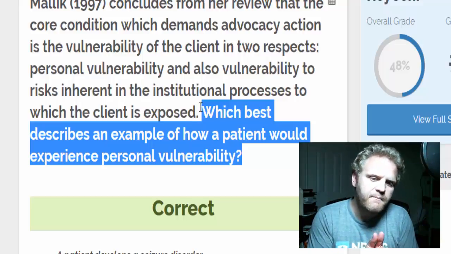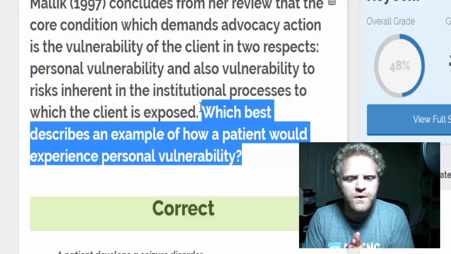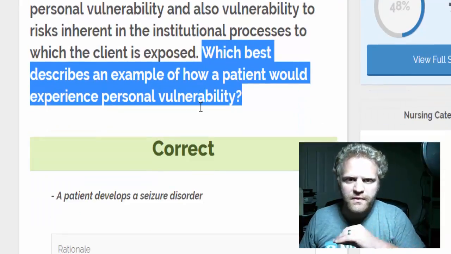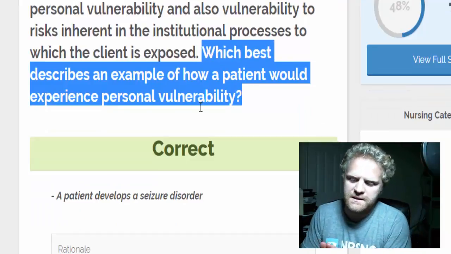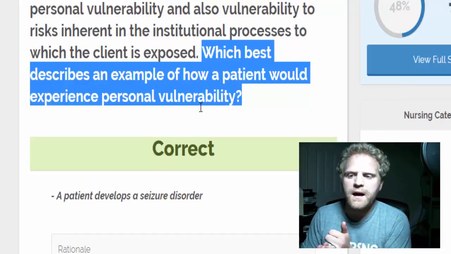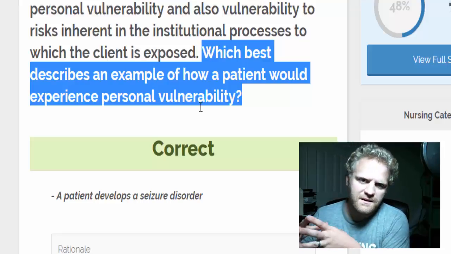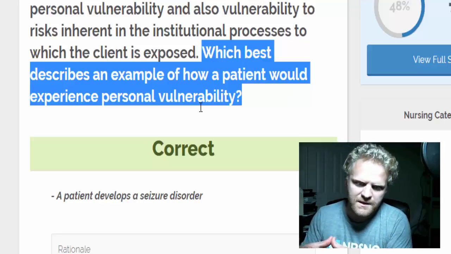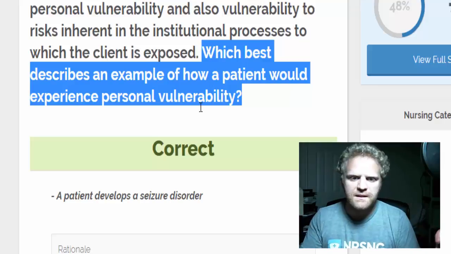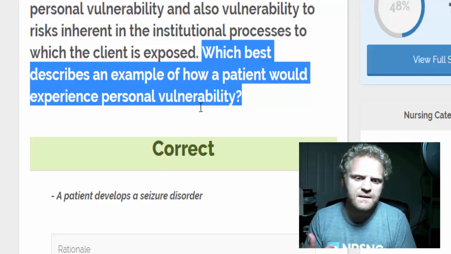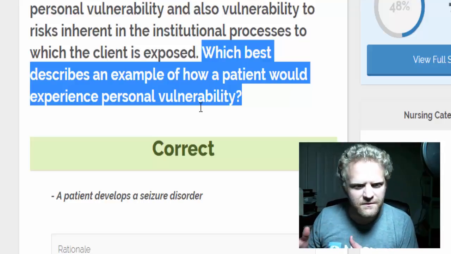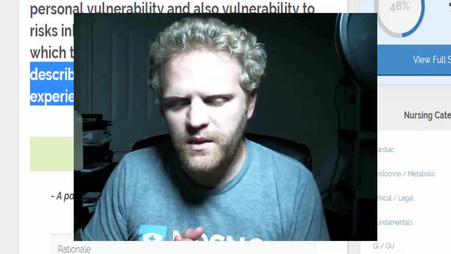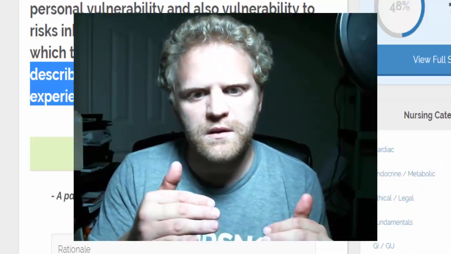And even though I don't really remember what that is, what I can do is look at the one that's different, kind of. And it's very easy to quickly see that institutional processes, getting prescribed something, a bill, those are all things that are institutional, that the hospital is doing to the patient, or the type of care the patient's getting is doing something to them. The personal vulnerability is this disease that they're experiencing. It's the different one.